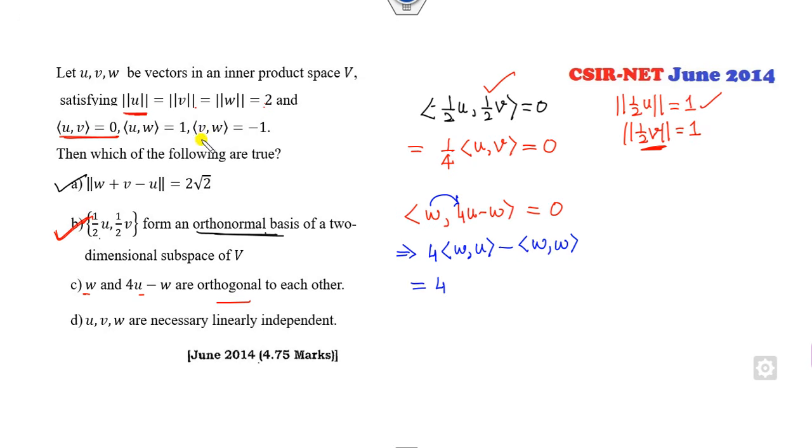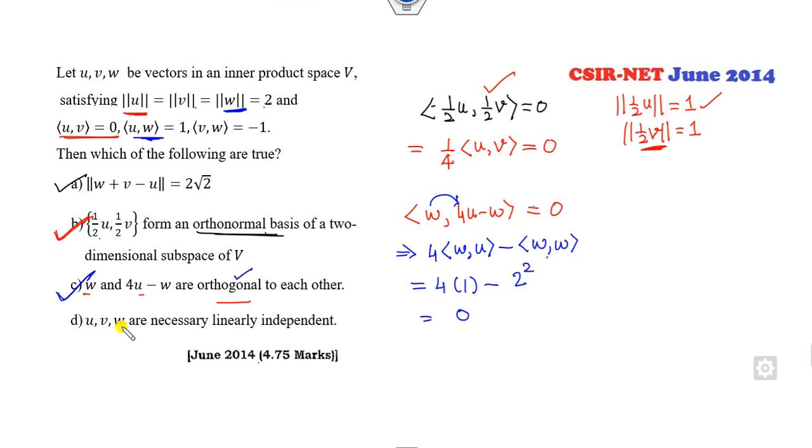So what is the u, w and this? It is my 1. This is w comma w, you can see from here it is my 2 square. So 4 minus 4 is 0. So what is the meaning of that? It's the orthogonal is the right answer.